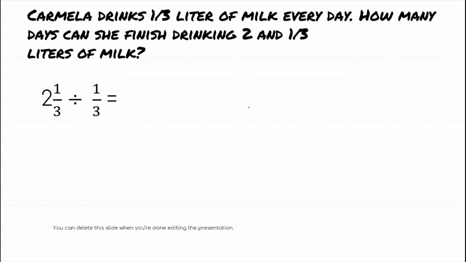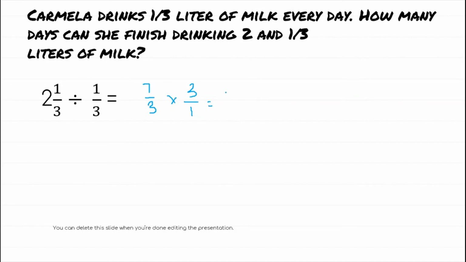For example, we have Carmela drinks 1/3 liter of milk every day. How many days can she finish drinking 2 1/3 liters of milk? Okay, so this time we are going to find out by dividing 2 1/3 by 1/3. So let us change this one into an improper fraction. 3 times 2, that is 6, and 6 plus 1, that is 7. So this will become 7/3. Now for our divisor, we're going to change this one into reciprocal. The reciprocal of 1/3 is 3/1. And we're going to change this one into multiplication.